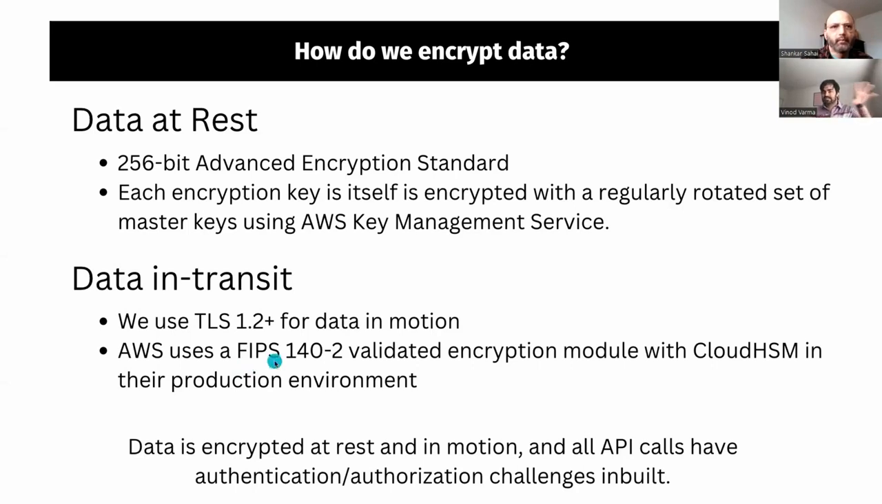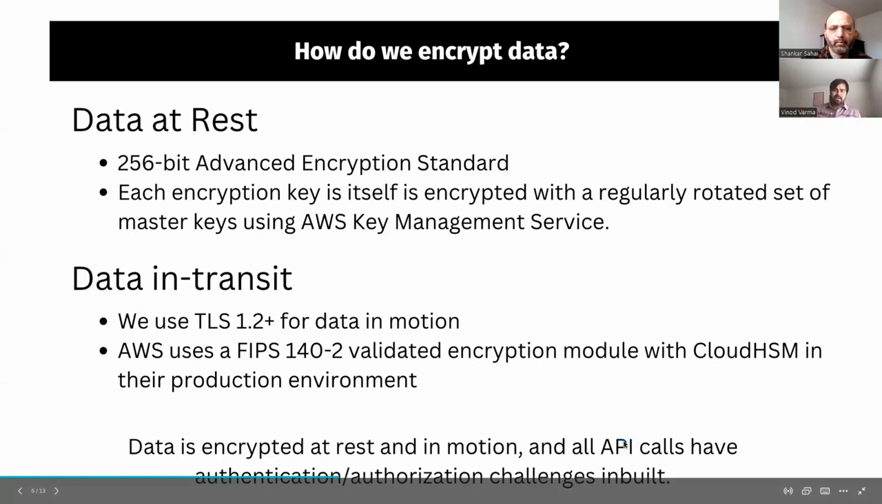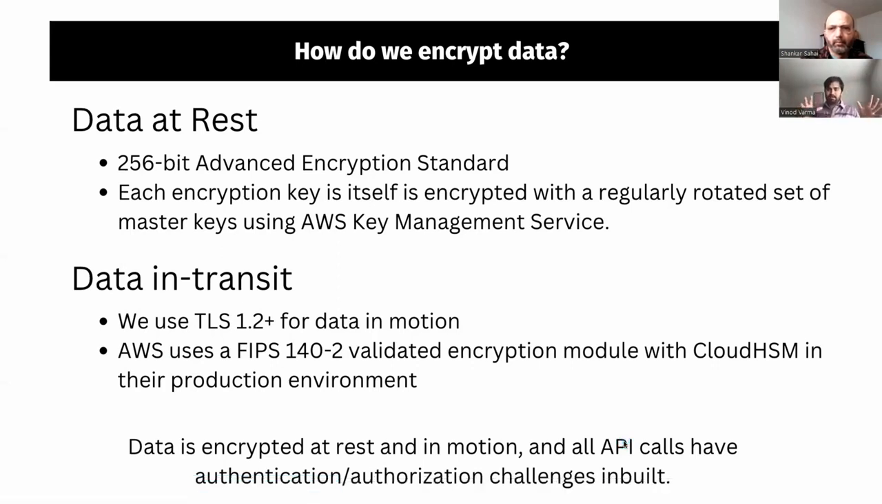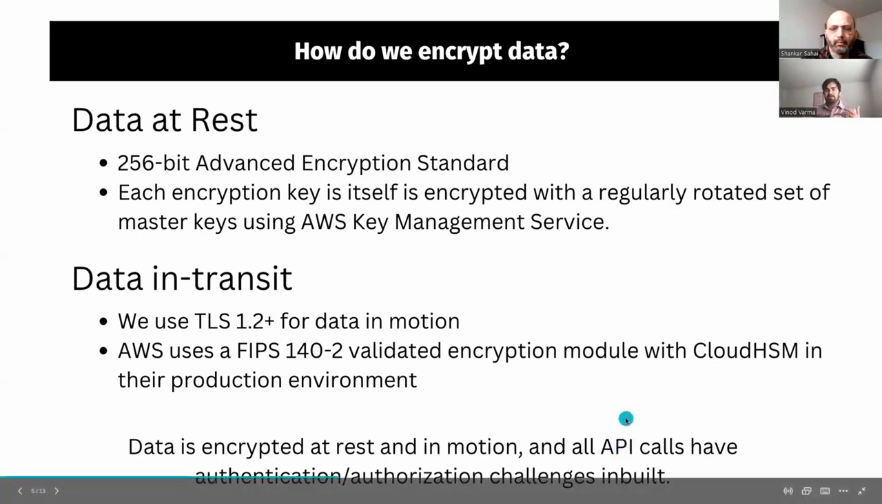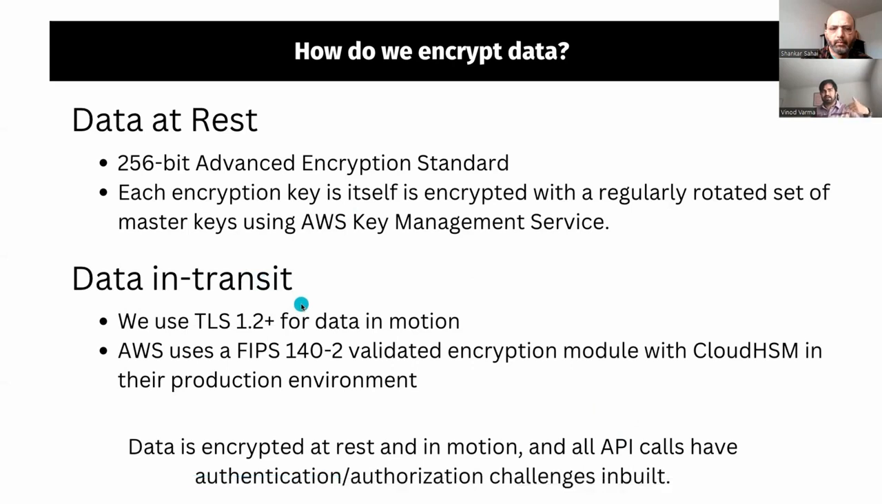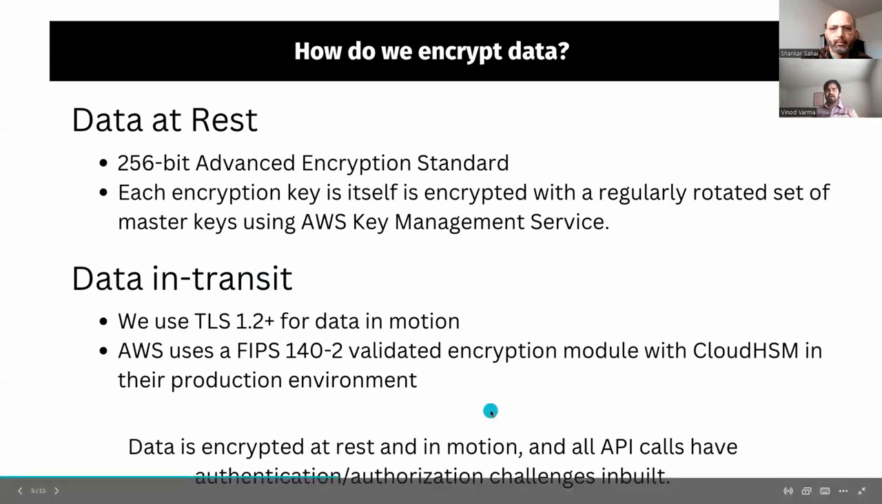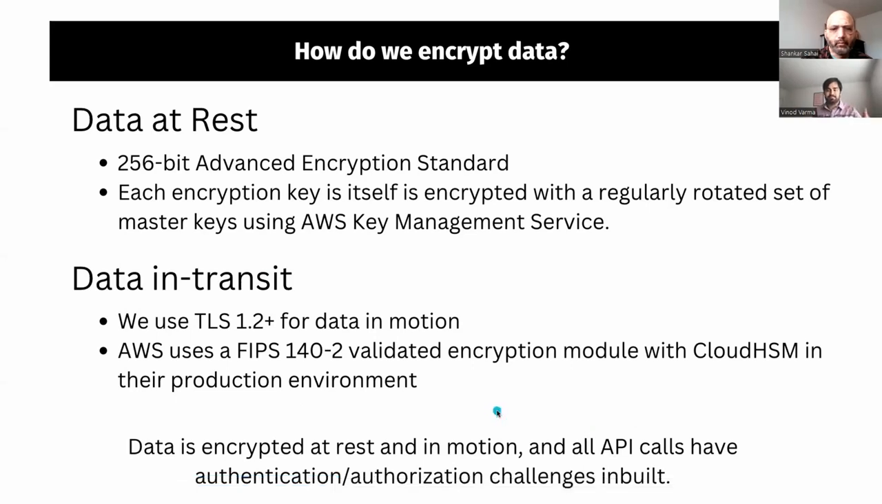So AWS uses this for all of their data centers to protect any customer data. Apart from that, all the API calls. Within our entire backend there are multiple APIs which we use. Both in transit and at rest, API calls will also follow these data at rest and in transit practices. And for API calls, we also have advanced authentication and authorization challenges built in.